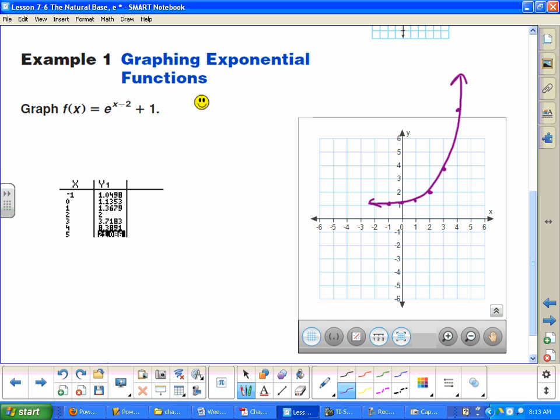So make sure you don't go below the line y equals 1. Okay? We're not going to the x-axis. We're just going to 1. Because this 1 here was a vertical shift up 1, which changes the asymptote from the x-axis to the line y equals 1. So that exercise is just a matter of, can you put it in your calculator correctly, get a table, and graph it.